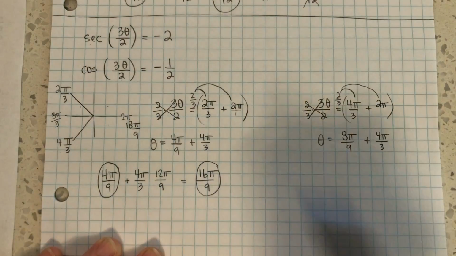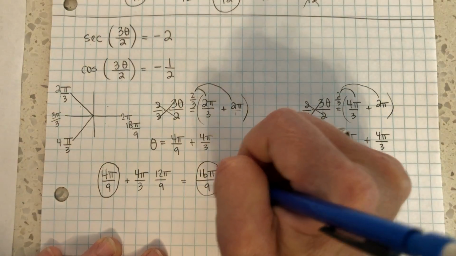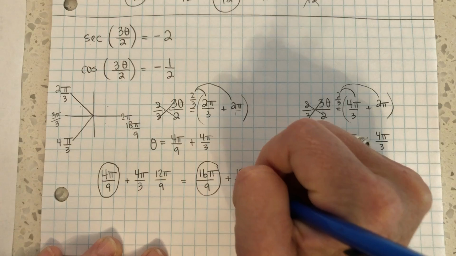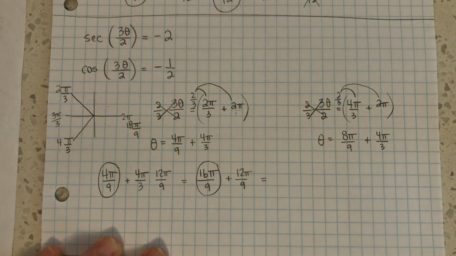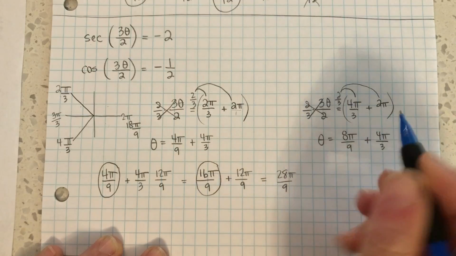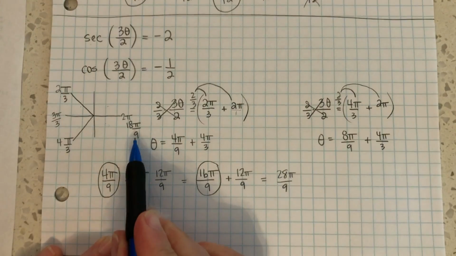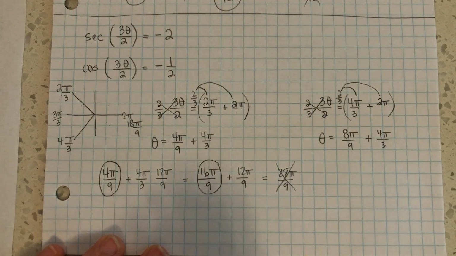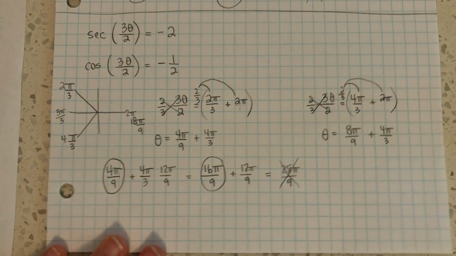16 pi over 9 is less than 18 pi over 9, so he's an answer. All right, if you keep adding, add another period to him. Add another 4 pi over 3, which is 12 pi over 9, and you're going to get 28 pi over 9. 28 pi over 9 is definitely past 18 pi over 9, so he's not in between 0 and 2 pi, so he can't be an answer. All right, so we're done.